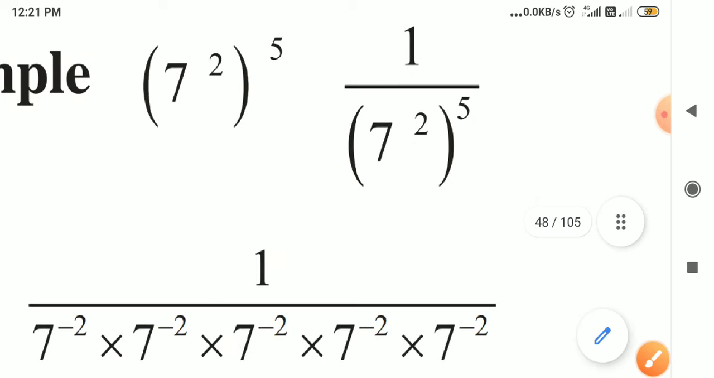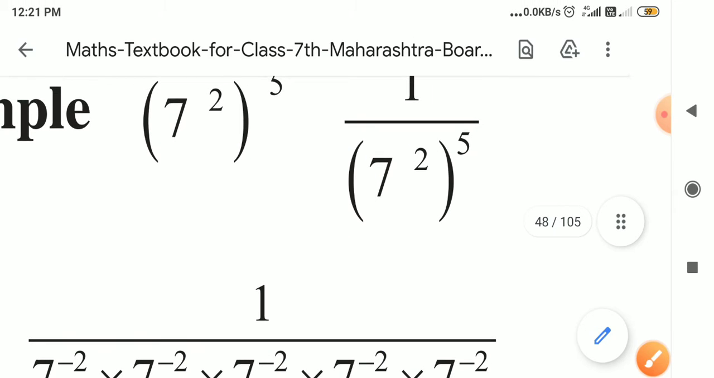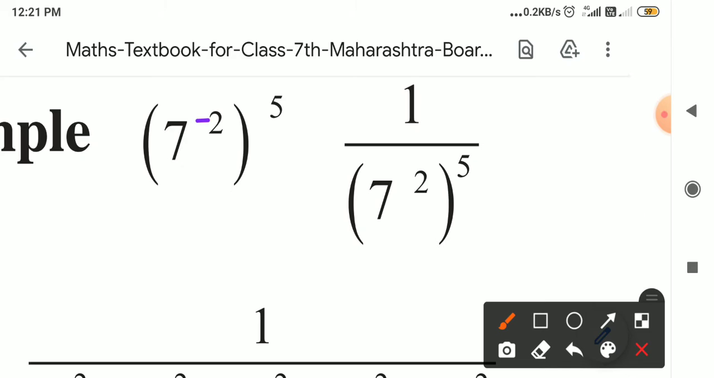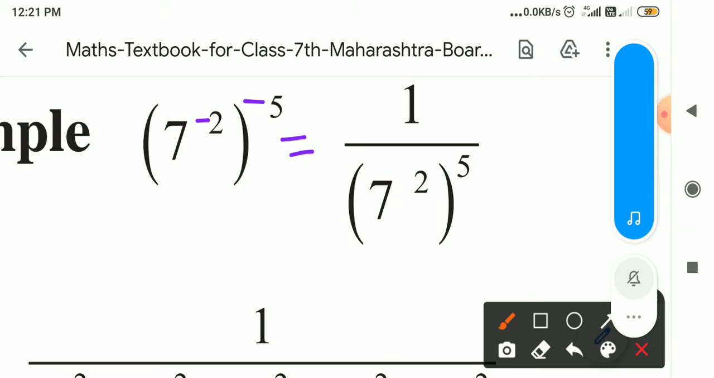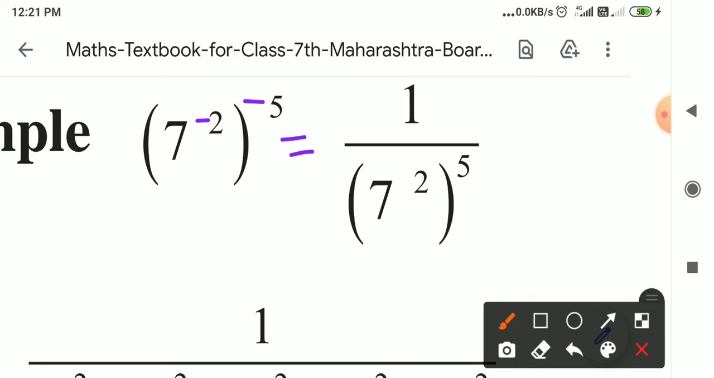So which number is there? 7 raised to minus 2 raised to minus 5. If such an example comes in the exam, how will we solve it? Both numbers are negative. If we want to make it positive, I told you the first rule. We have to take this number to the denominator position, then it will be positive. So this minus 5 becomes positive when we take it downside, because we take that number to the denominator's position.